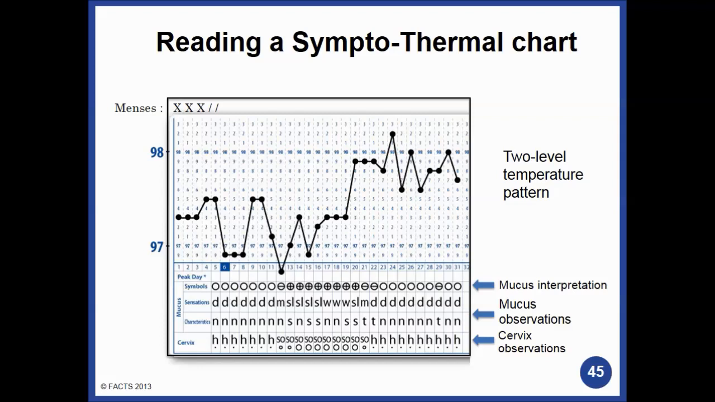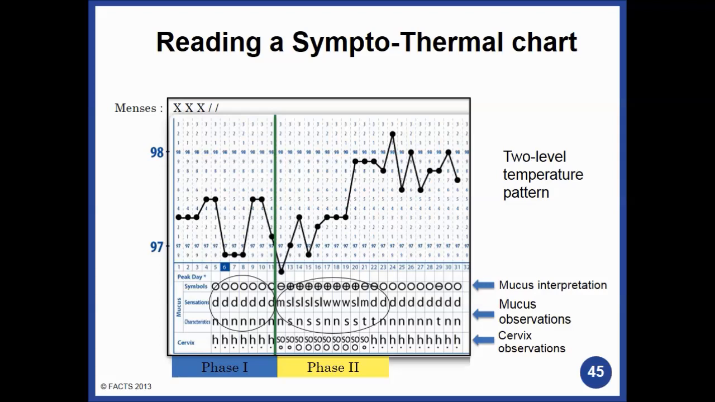Reading a symptothermal chart. This is where a woman is tracking on top her basal body temperature, and on the bottom part her mucus sensations, as well as some softer signs of cervical observation: opening, closing, texture of the cervix. Phase 1 is the infertile part of the cycle where the woman is observing mostly dryness. As she enters phase 2, she marks the change in her cervical fluids, and her temperature is also noted to be low.